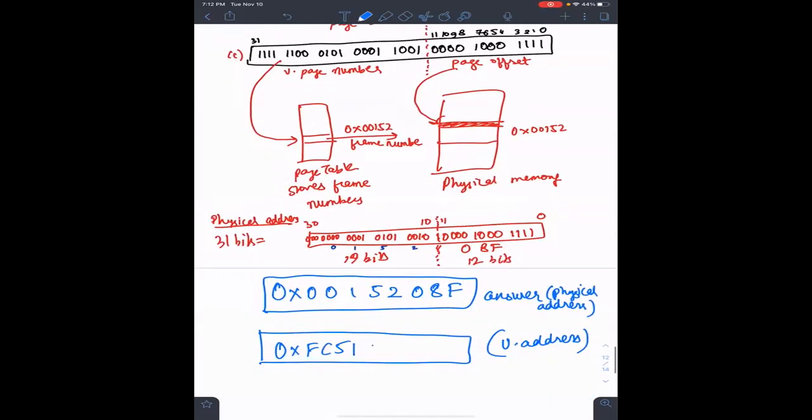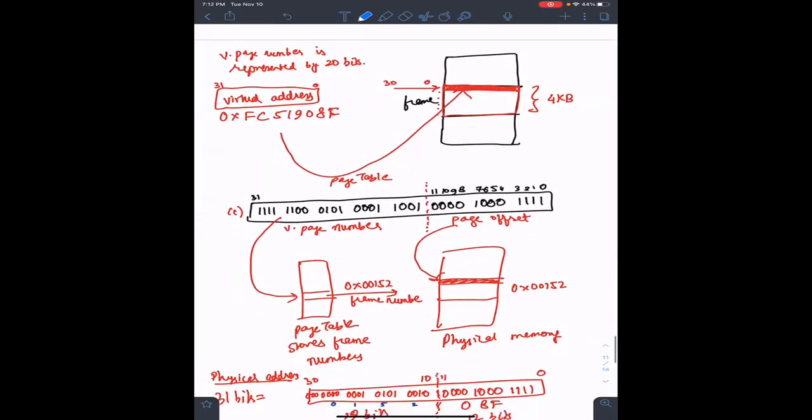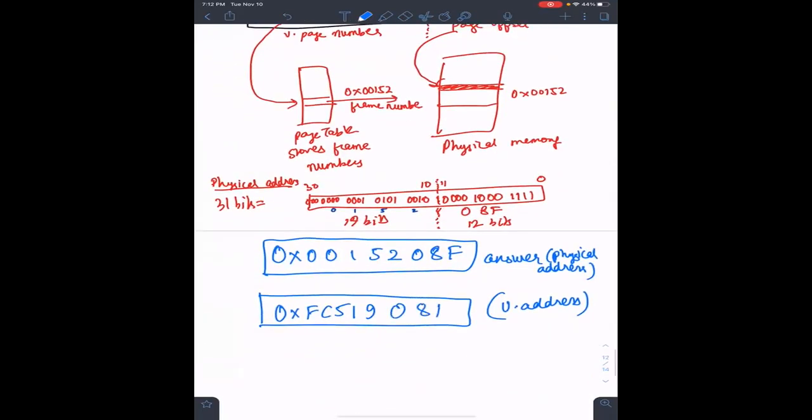0xFC519 08F, right? So here you can see that the lower 12 bits, 4, 4, 4, 4, 12, remain the same. And the virtual page number had the location. This one, right? So let me just correct this shading a bit. So this is FC519, it's replaced by 152, right?